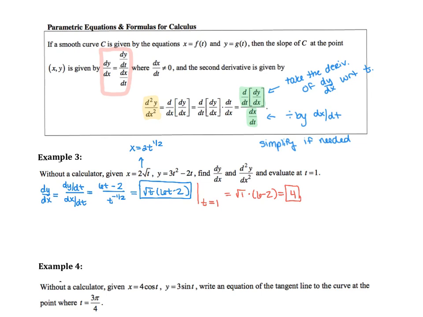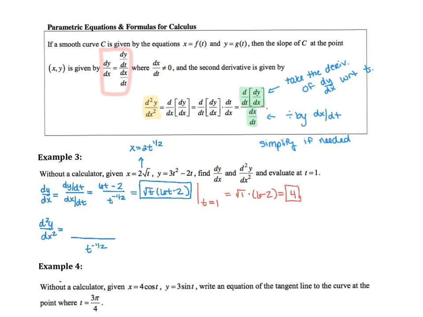Next, what we're going to do is find that second derivative. So the second derivative of y with respect to x is going to be equal to the derivative of dy/dx that I just found with respect to t, over dx/dt. So I could even go ahead and just put that here, because I know that's going to be there. And now we need to take the derivative of y with respect to t that we just found.